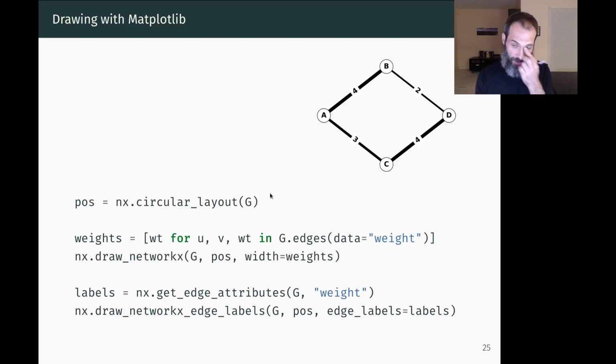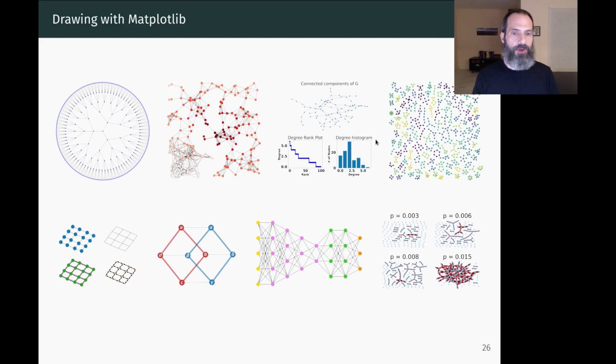And then I also wanted to put these little numbers in. So we need to get the labels. And then we can use draw_networkx_edge_labels to label the edges. And if you go to the gallery, you can see many, many more examples. Here's just a few of them. Since it's Matplotlib, you can include all kinds of other Matplotlib graphs and figures. And if you're interested in seeing how any of these are made, just go to the gallery and you can get the code and play with it yourself.